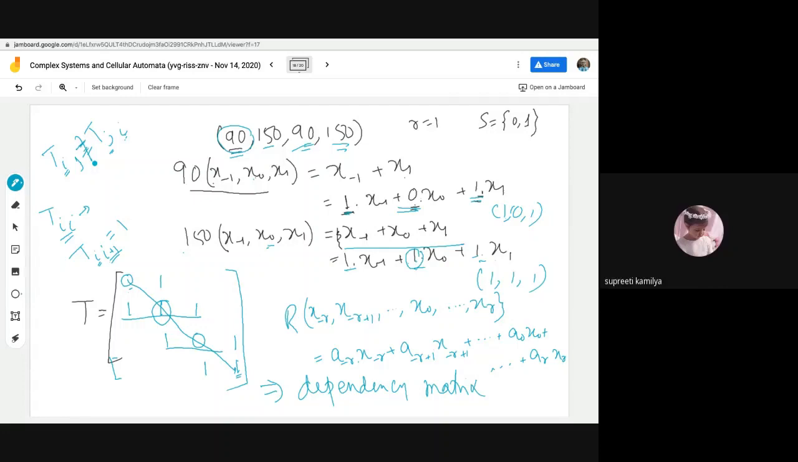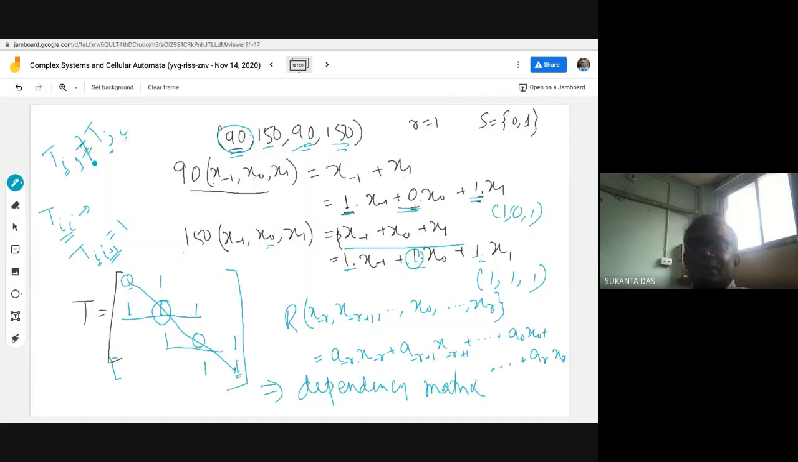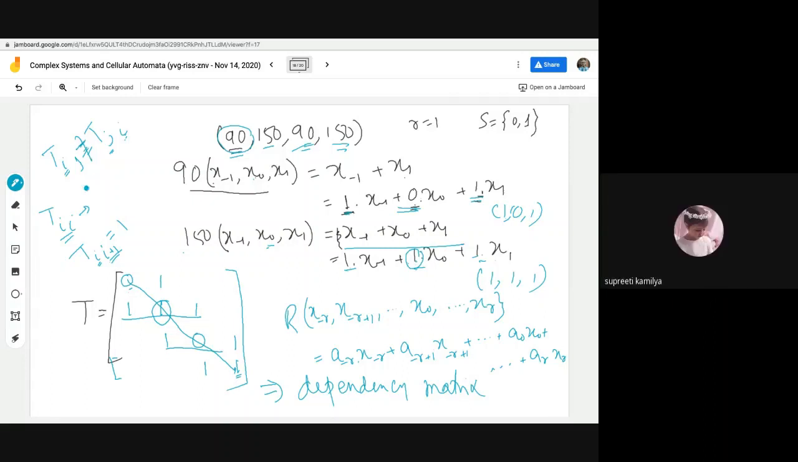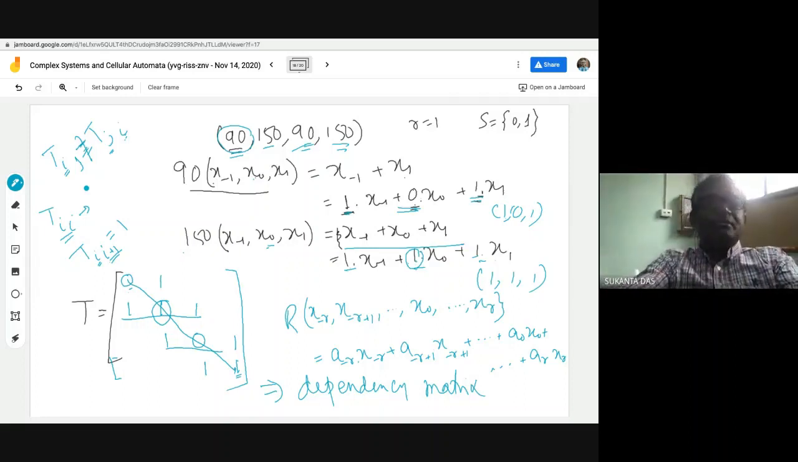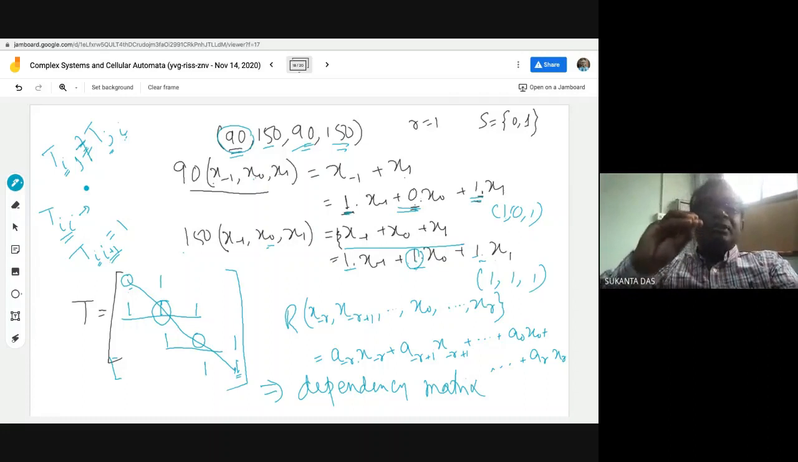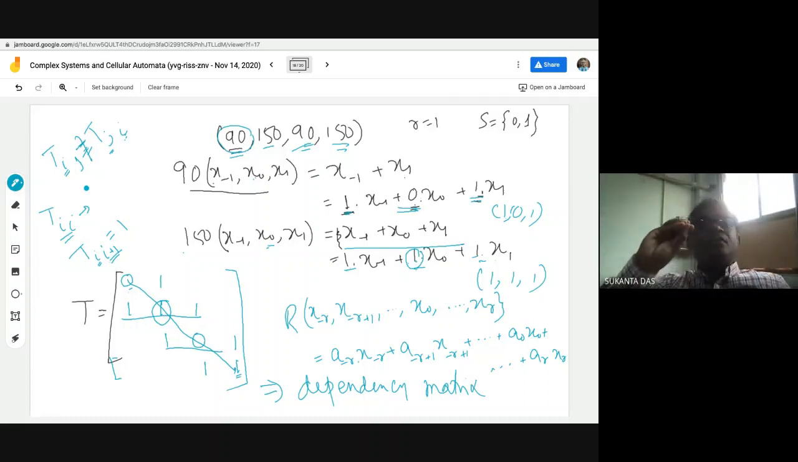Why are we forming this matrix? No, first what we have shown is that if CA is linear, then for that linear CA you can have a matrix. There is some square matrix. Here I am telling you this is one way. This is the way of getting the matrix from the rule.